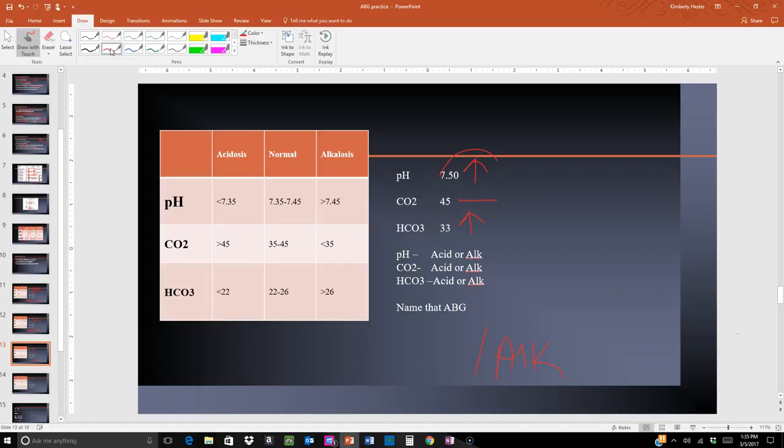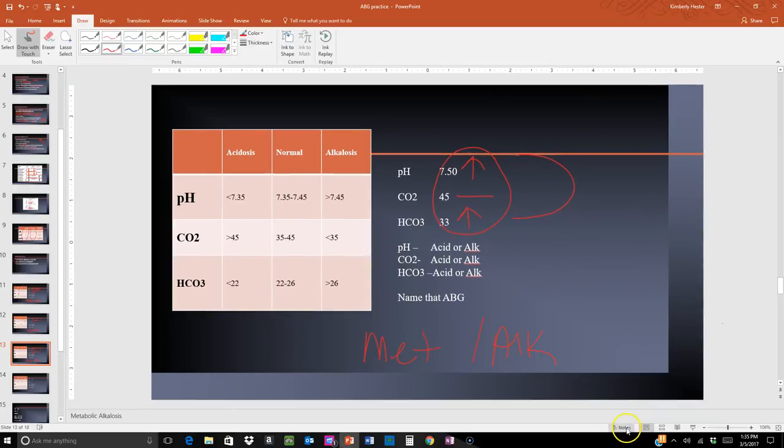You can see that these arrows are going in the same direction, right? So this is metabolic alkalosis. So let's look at the notes and see if we're right. And we're right.